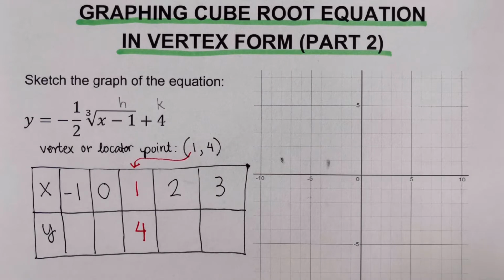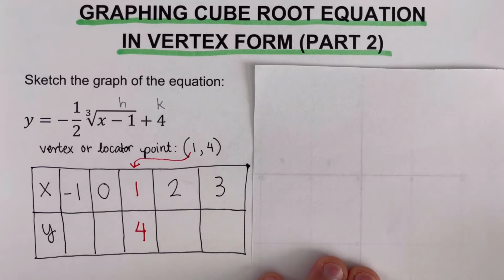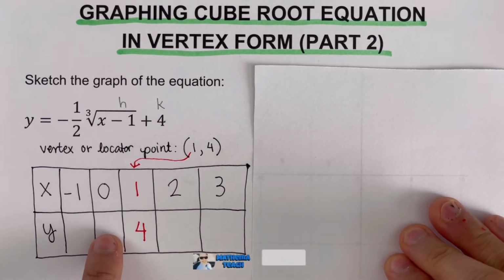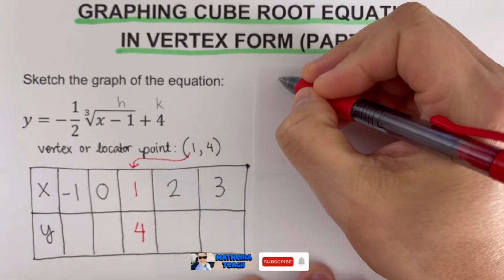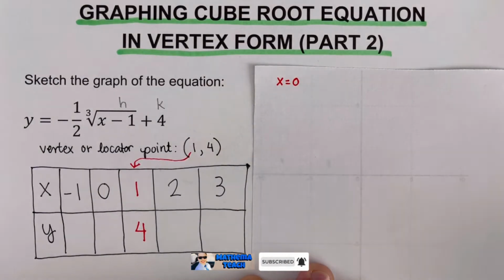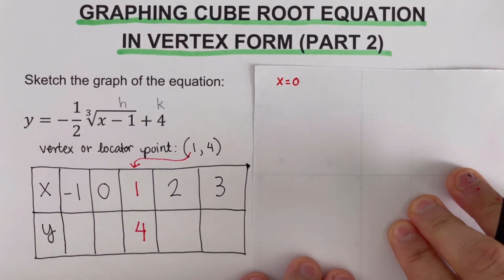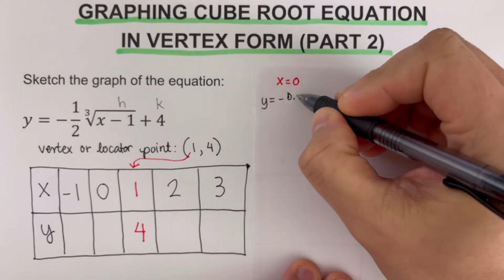Our next task is to plug each of these values of x, those that have blank y's, into the equation so that we can solve for y and complete the table. For example, if we want the value of y when x is 0, I'll show the work right here. I will rewrite this equation, but the x will be 0.